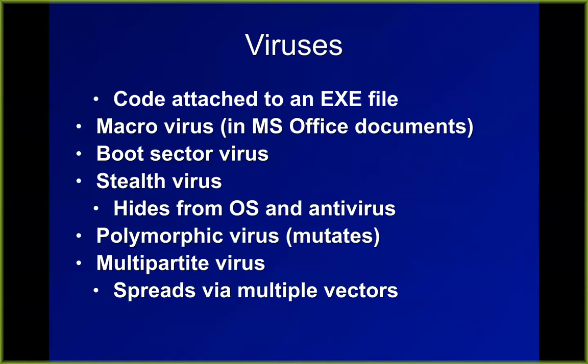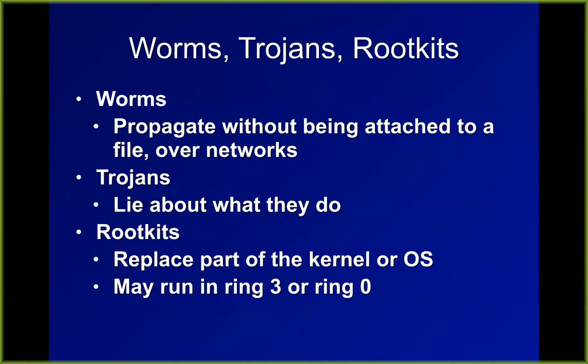Viruses are a very old threat from the days of floppy disks, attached to an executable file. More modern things are macro viruses in Microsoft Office documents. There's boot sector viruses, which used to be on floppies, and some viruses mutate to change every time to avoid antivirus engines, and some spread through multiple vectors, like they spread through file shares and email and instant messages and hide in the printer. Those have been around for about 20 years now. Worms are things that propagate over the network without being attached to a file, with things like instant messages or email attachments. Trojans deceive you.